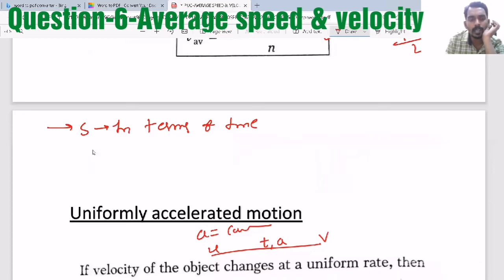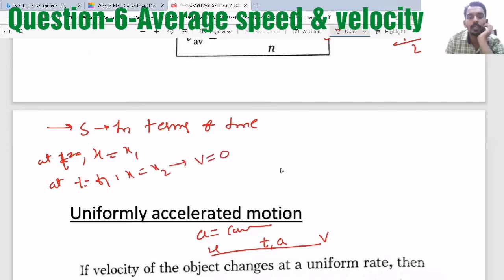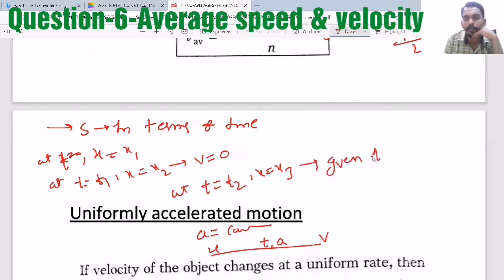Then you have to find the position x at t equal to 0. Initially, what is the position? Now, at t equal to some t1, you have to find the position x2 where velocity becomes 0. And then you have to find, at t equal to t2, x equal to x3, where the time is given.